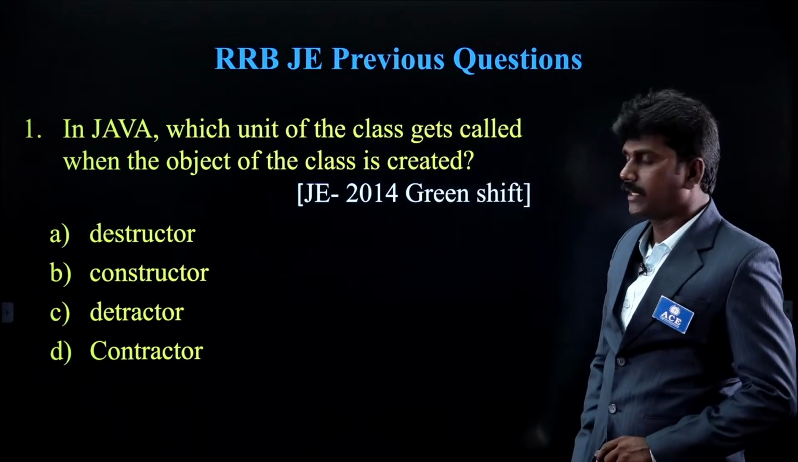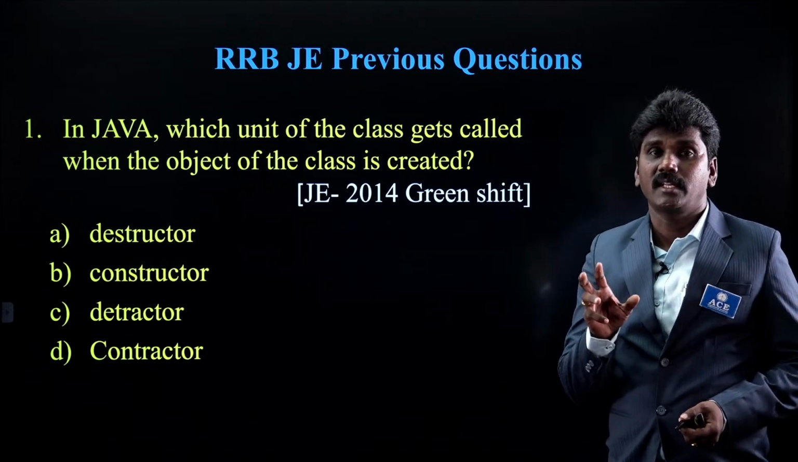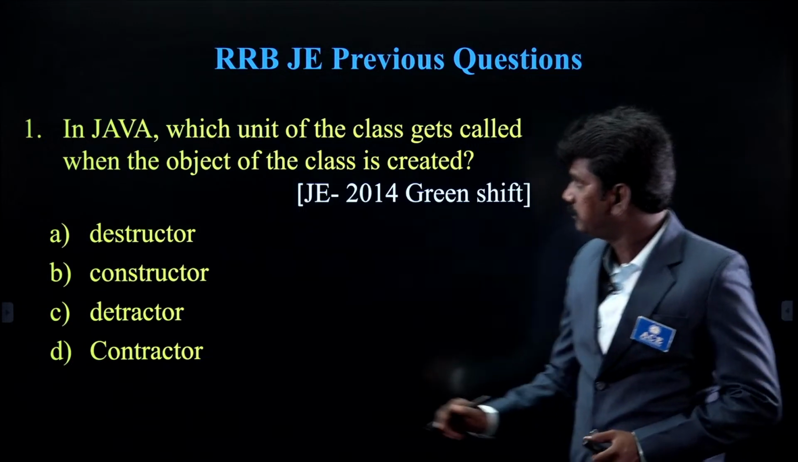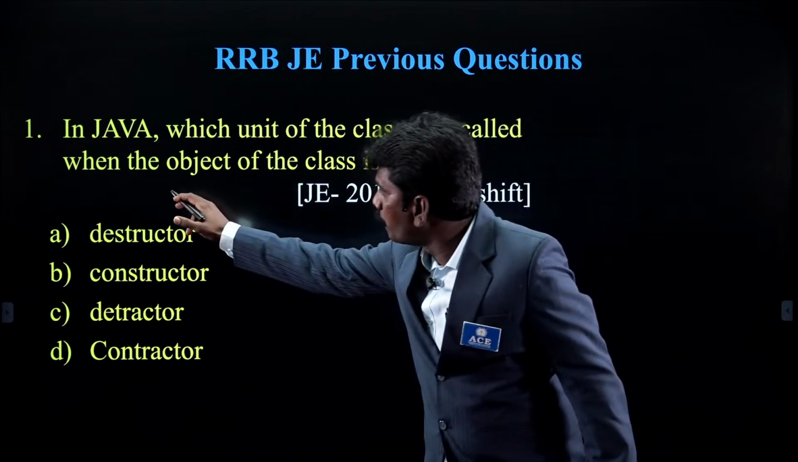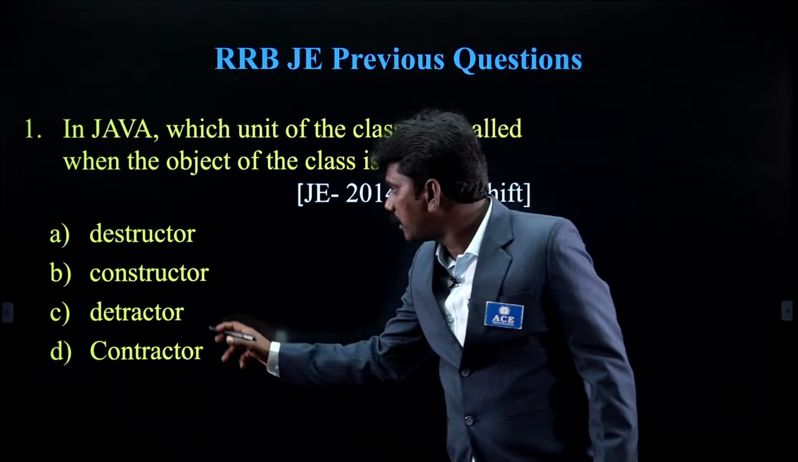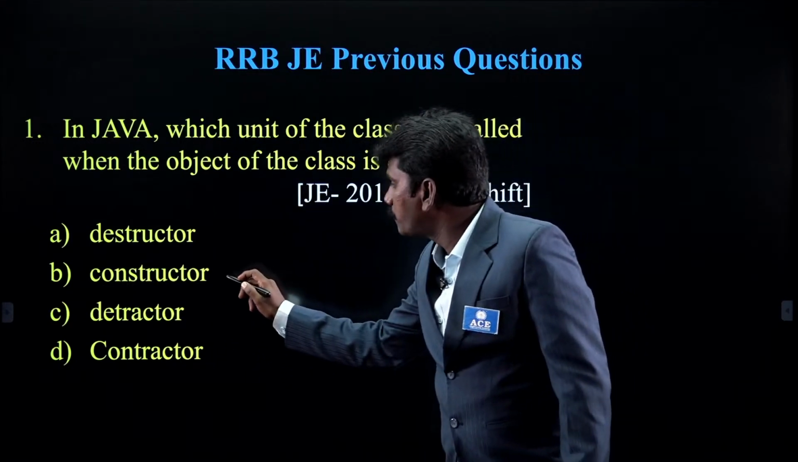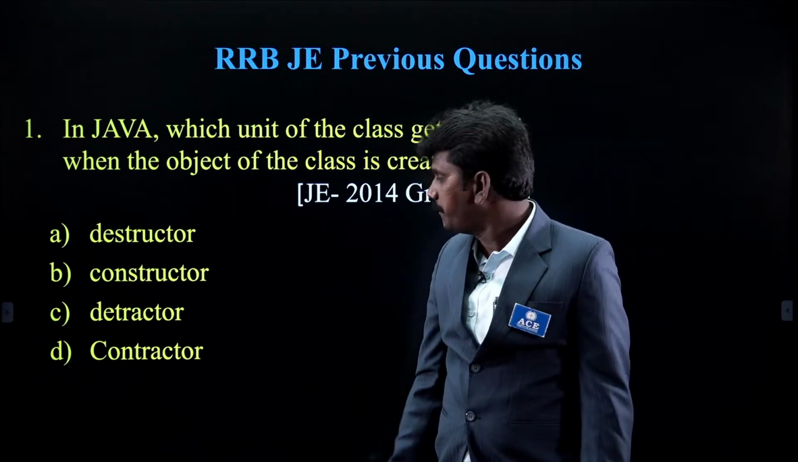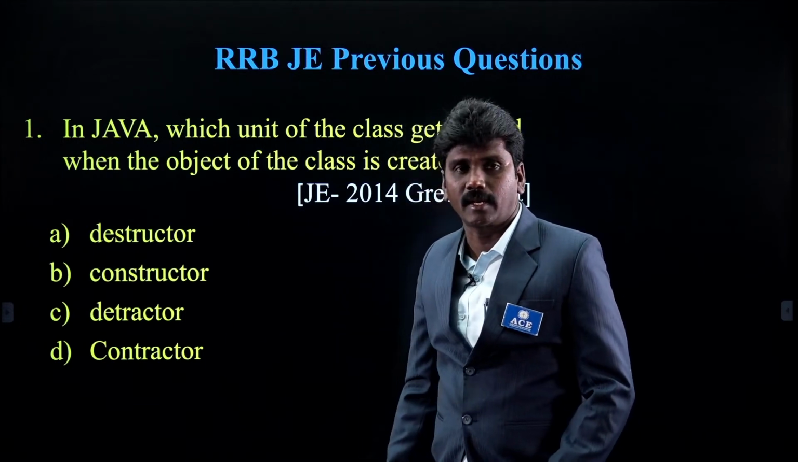What is the answer for this one? Just now we have discussed that the constructor is called while creation of the object itself. Which one will be executed, or which one will be called? The constructor will be called. There is no destructor concept in Java. There is no detractor or contractor. So the constructor is the correct answer.